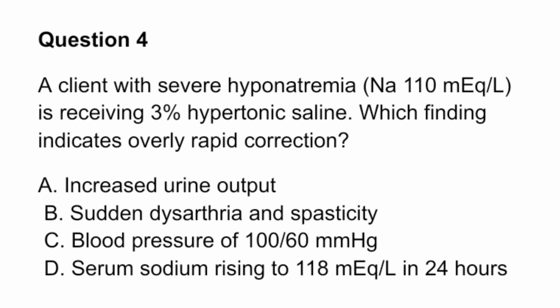Question 4. A client with severe hyponatremia, sodium 110 milliequivalents per liter, is receiving 3% hypertonic saline. Which finding indicates overly rapid correction? A. Increased urine output. B. Sudden dysarthria and spasticity. C. Blood pressure of 100/60 millimeters of mercury. D. Serum sodium rising to 118 milliequivalents per liter in 24 hours.